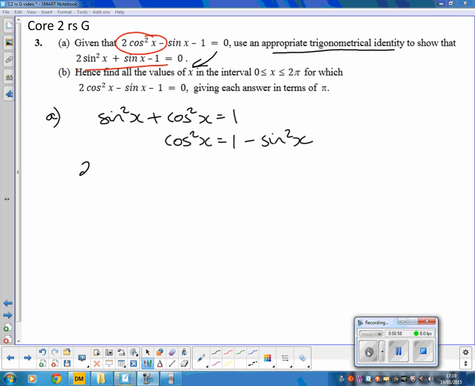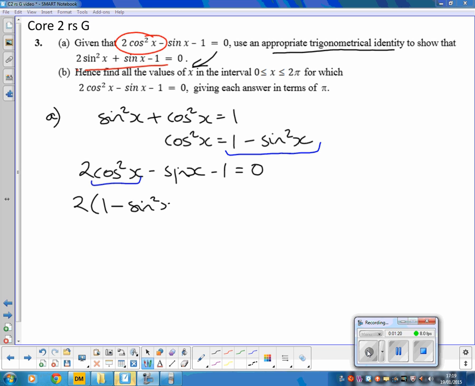I'm then going to take the equation that I was first given, so 2 cos squared x minus sine x minus 1 equals 0, and I'm going to substitute in, instead of cos squared x, I'm going to write 1 minus sine squared x. So remembering brackets, 2 times (1 minus sine squared x) minus sine x minus 1 equals 0. And getting that into the form required, I'm going to leave as an exercise for you, as this just involves expanding the brackets and simplifying.